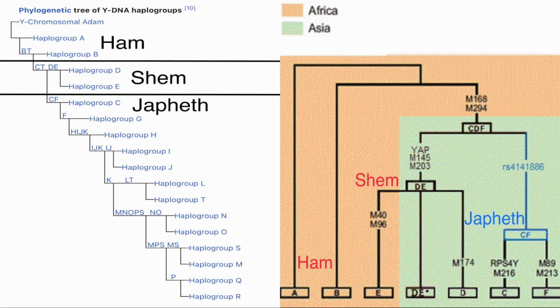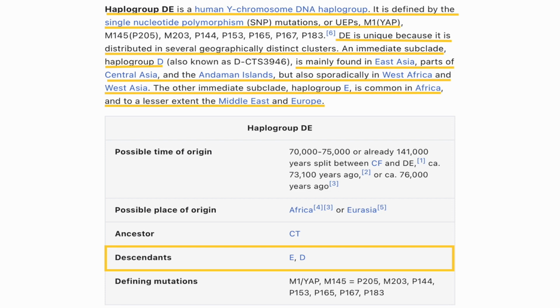Now let's shift our attention to Shem. I believe Shem is haplogroup DE. Haplogroup DE is a human Y chromosome DNA haplogroup. It is defined by the single nucleotide polymorphism (SNP) mutations YAP. DE is unique because it is distributed in several geographically distinct clusters.